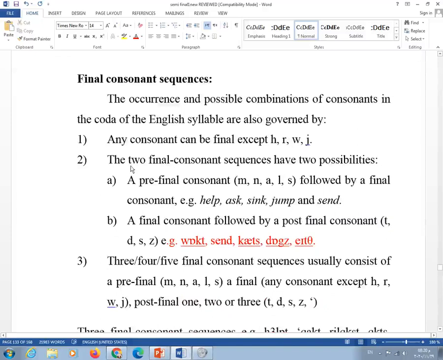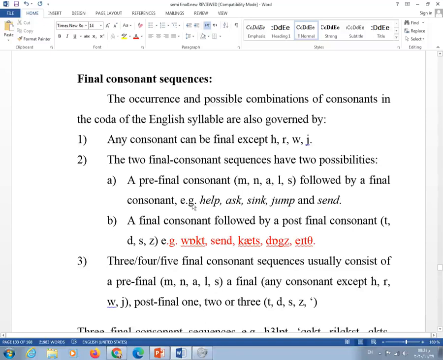The two final consonant sequence has two possibilities. If you end with two consonants, I must obey these rules. Now we have something called pre-final consonant, the one before the last, and it must be one of these five: m, n, ng, l, and s.